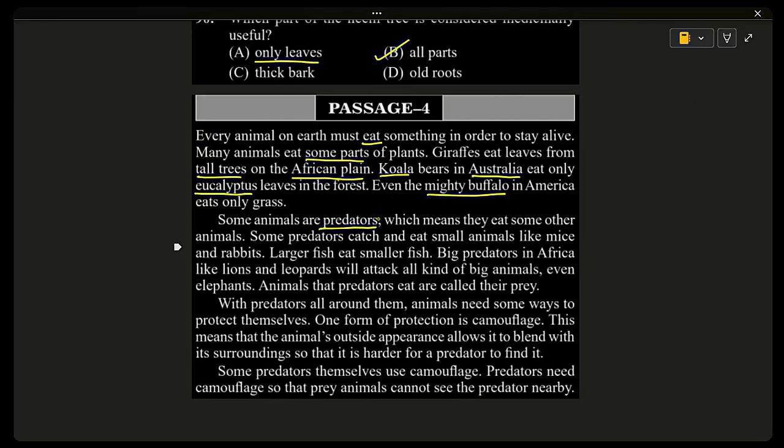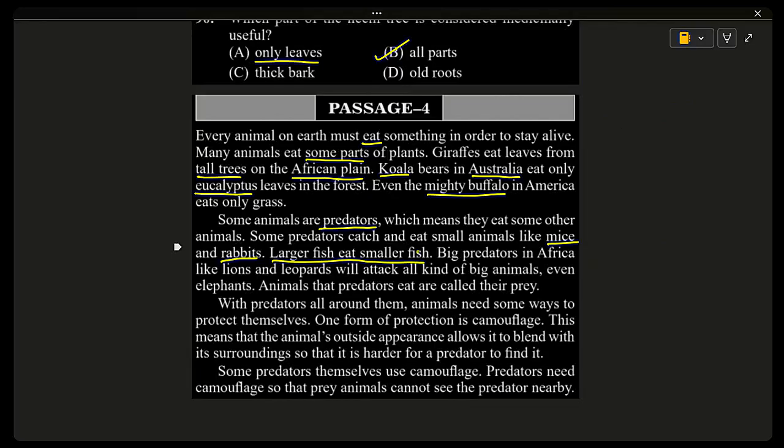Some predators catch and eat small animals like mice and rabbits. Okay, that you can say eating mice. You can say example cat. Eating rabbits. You can say some fox, dog, etc. Larger fish eat smaller fish under the water.